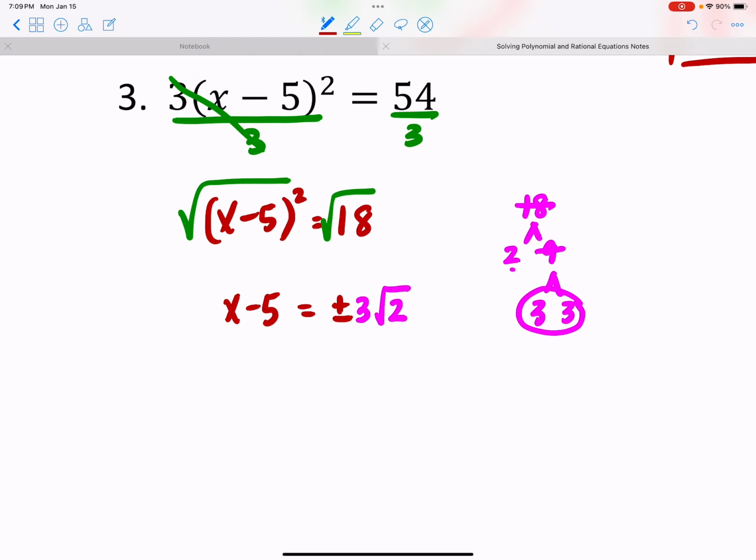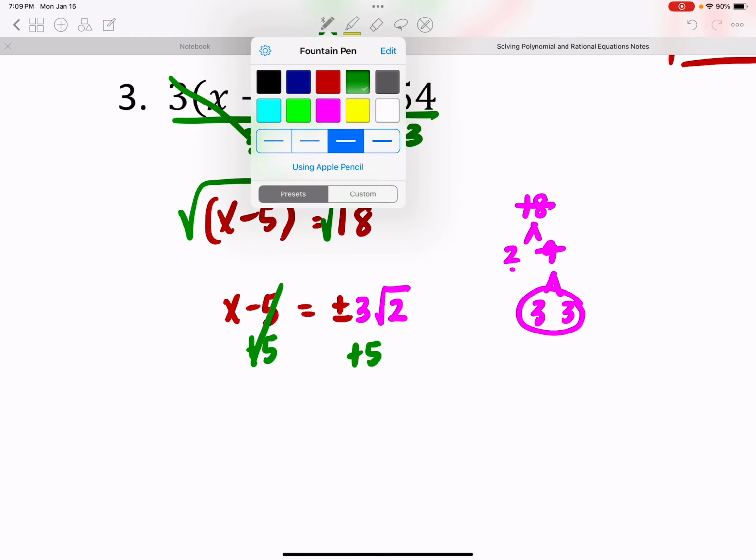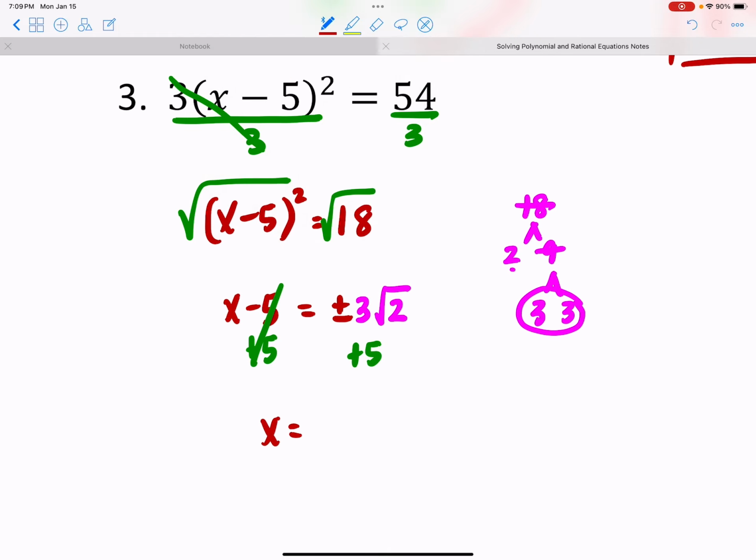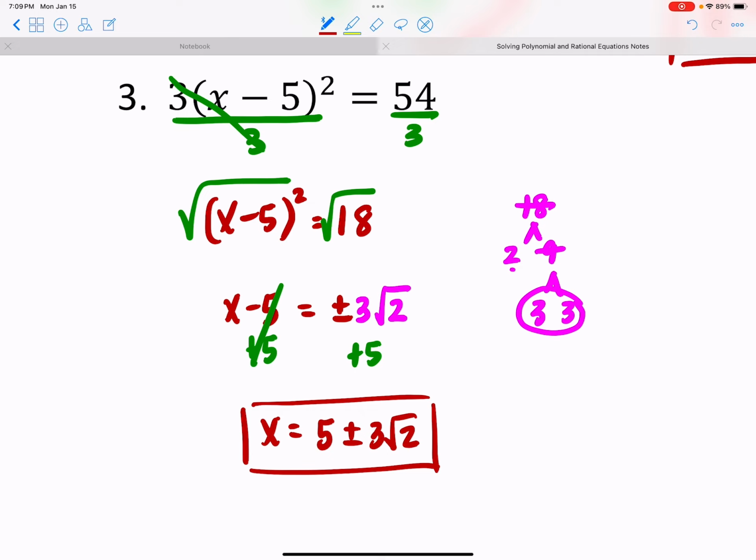Alright, now remember I'm trying to solve for x here, so I have one more step to take. x is not by itself. There's a minus 5 that I need to move over, so I'm going to add that 5 to both sides. And now x is all alone, equal to, these are not like terms, I can't add this rational with these irrational numbers, so what we're going to get is a set of solutions that looks like this. We're going to have a positive 5 plus or minus 3 radical 2. So these would be our two solutions, 5 plus 3 radical 2 and 5 minus 3 radical 2.